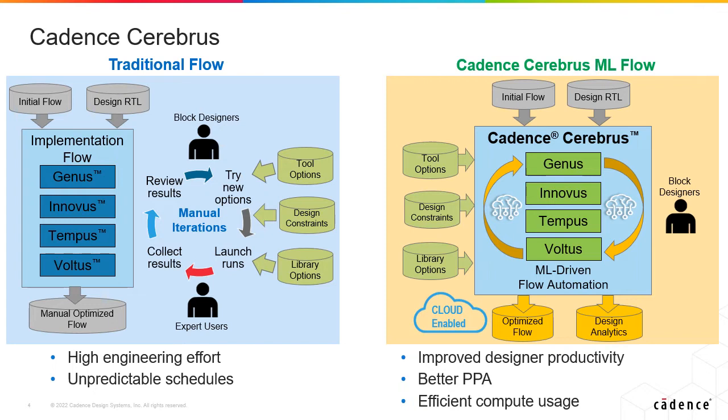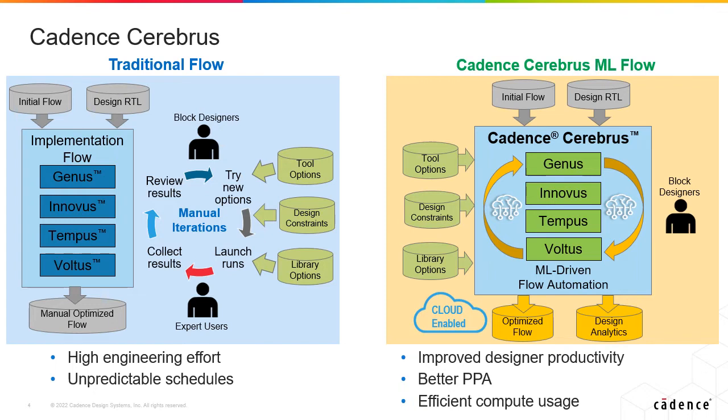Cerebrus is based on a reinforcement machine learning approach that automates the flow optimization, which makes an engineering team more productive. The inputs are exactly the same as the manual approach. We take an initial flow and an RTL design. The engineer then defines Cerebrus flow optimization goals, such as whether low power is important to him, or high performance, or a balance of both.